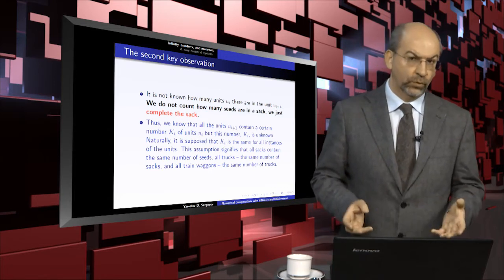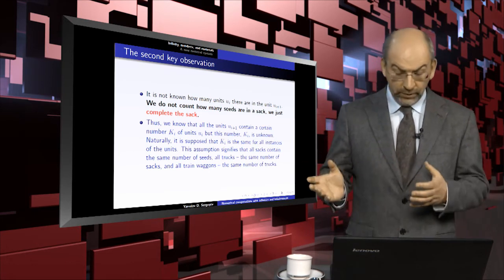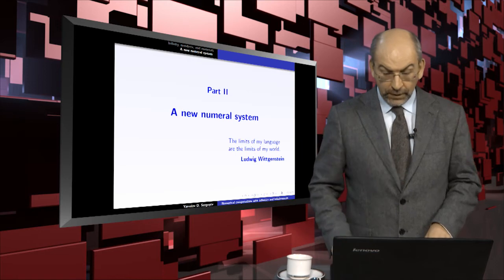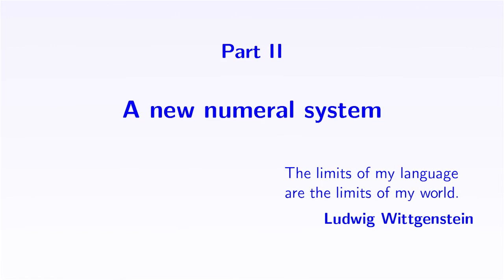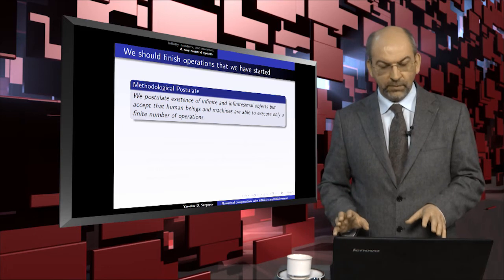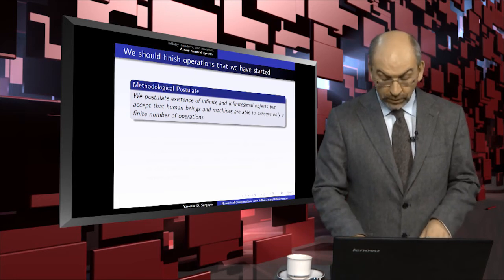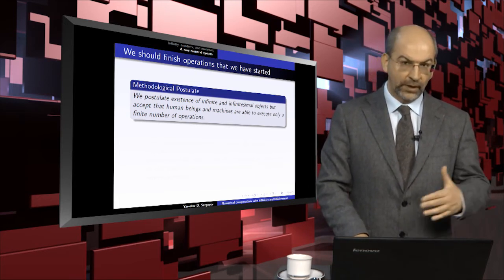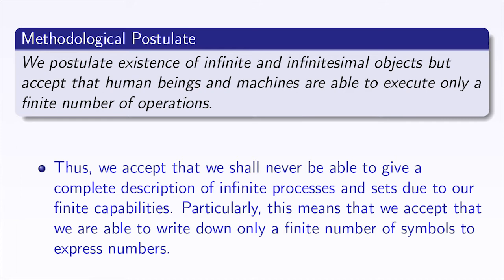So now it's clear what we do and what we want to do. We would like to move from huge but finite quantities to infinite ones, introducing infinite sacks. So the limits of my language are the limits of my world. Now we will enrich our mathematical language and we will be able to calculate more. So, of course, we postulate the existence of infinite and infinitesimal objects, but accept that human beings and machines are able to execute only a finite number of operations, because we want to execute practical computations. So, from this, we ask for a finite number of operations. This means that a priori, we understand that we are not able to say everything about infinite objects.